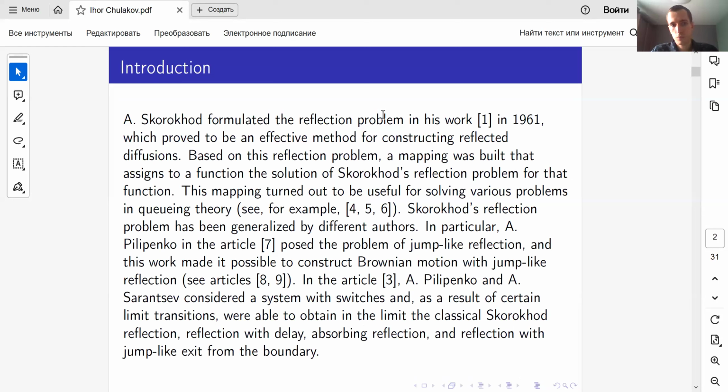Skorokhod's reflection problem has been generalized by different authors. In particular, Andrey Pilipenko in his article posed the problem of jump-like reflection, and this work made it possible to construct Brownian motion with jump-like reflection. In their common article, Pilipenko and Sarantsov considered a system with switches, and as a result of certain limit transitions, were able to obtain in the limit the classical Skorokhod reflection, reflection with delay, absorbing reflection, and reflection with jump-like exit from the boundary.